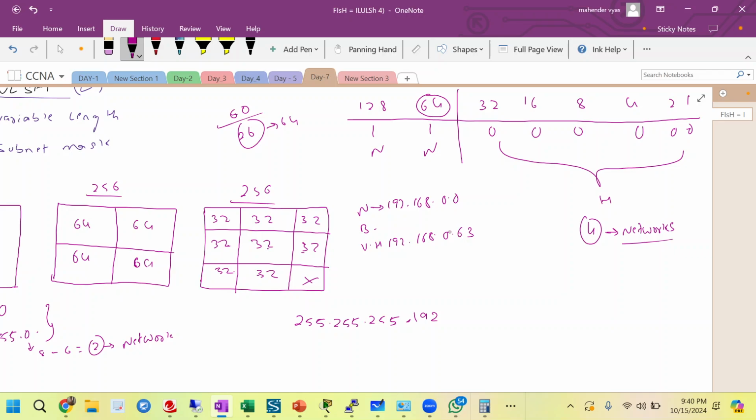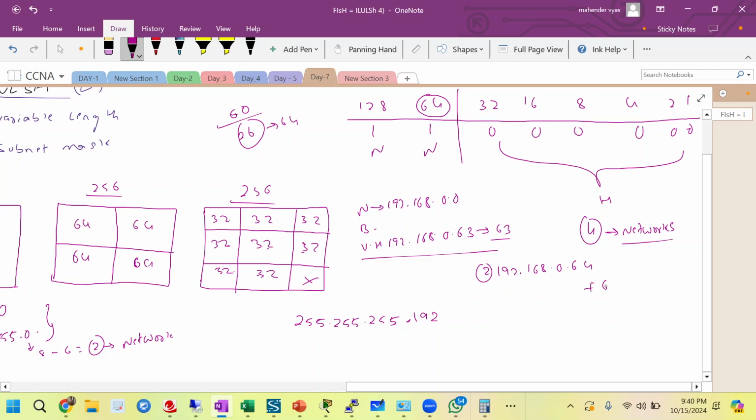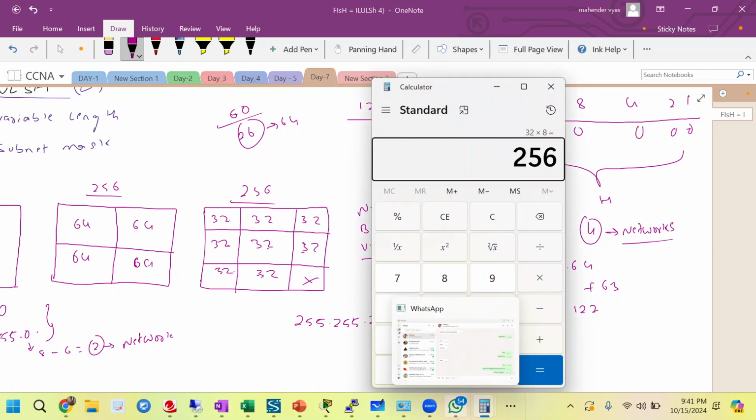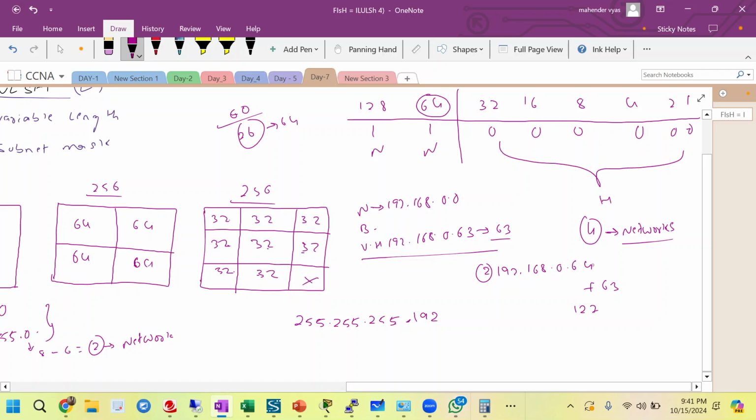If you add 0 plus 64, what would it be? 64. So 64 would be your next network address, not this particular address. This is your first network. Here it is ending with 63, right? The second network will always start with 64. 192.168.0.64, plus you add 63, how much would it be? 127. Am I right? 64 plus 63 is 127. So this is your second network's broadcast address. In between, whatever comes, 65, 66 and so on, are valid hosts.